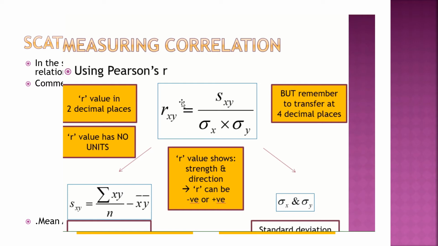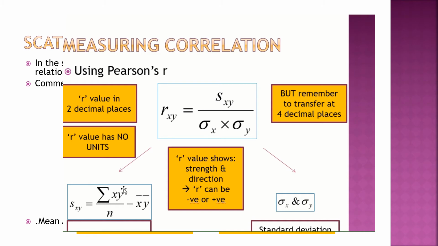Rxy is what I was telling you just now. Rxy is your correlation coefficient or your Pearson's R. They all mean the same thing. It is Sxy over the standard deviation of x, times the standard deviation of y, because now you're doing bivariate, so you've got two sets of data, x and y. This Sxy up here is what you call covariance. You will see the same thing in your manual.